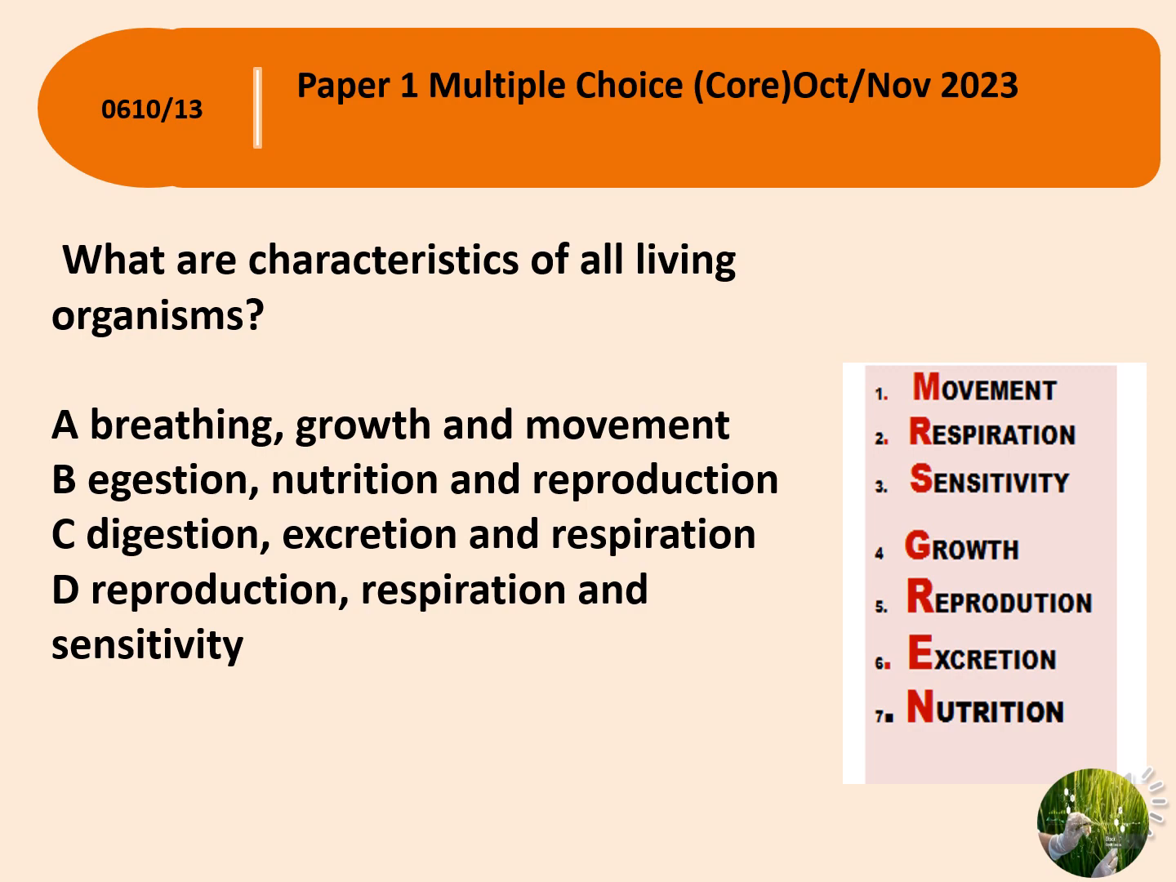So in A, breathing is not a characteristic of all living organisms. So A is out. In B, egestion is not a characteristic of all living organisms, so therefore it is also out. C, digestion is also not a characteristic of all living organisms. In D, reproduction, respiration and sensitivity, all three are characteristics of all living organisms. So D is the answer.